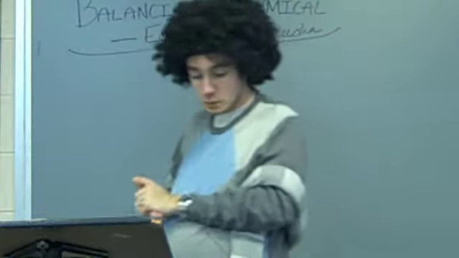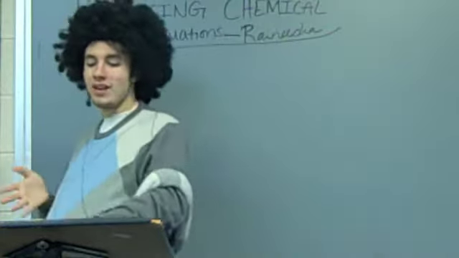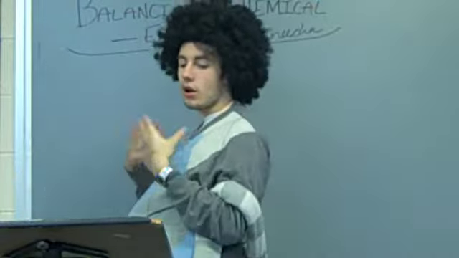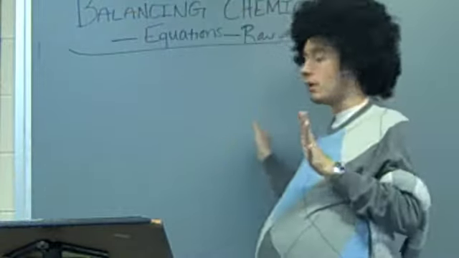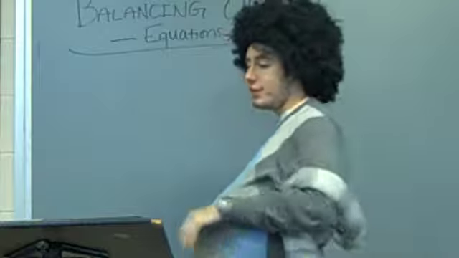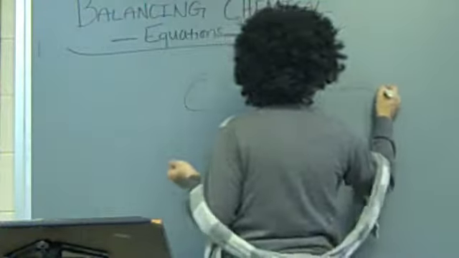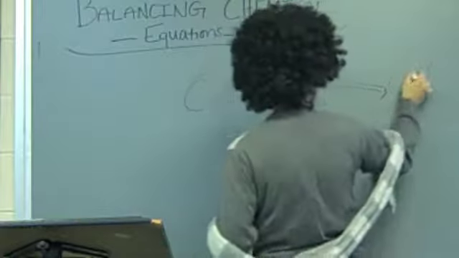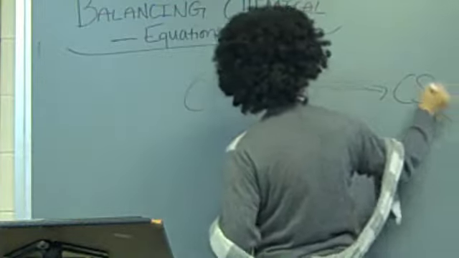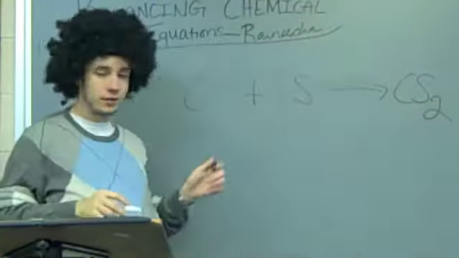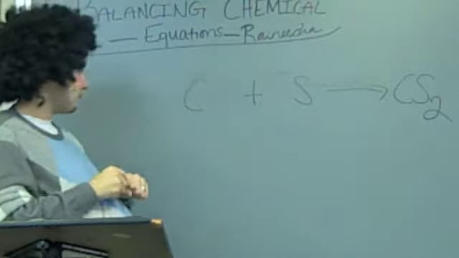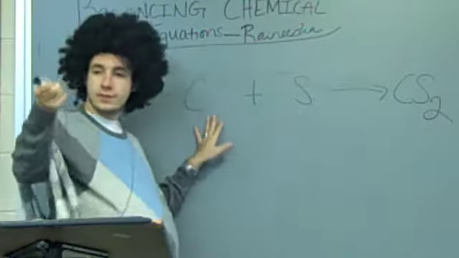Okay, so we're going to move on. We're going to balance some of these. Okay, we're going to learn about these. I'm going to put an example of a chemical equation on the board for you. Let me double check, make sure I'm getting it right. Okay. Now, could you see that good? Everybody can see that good?